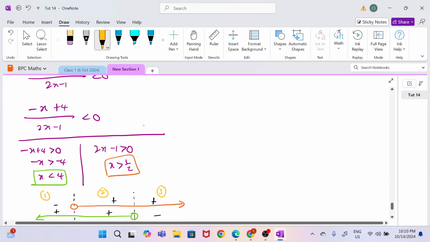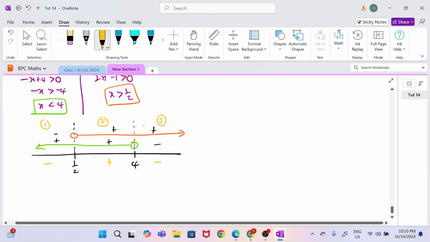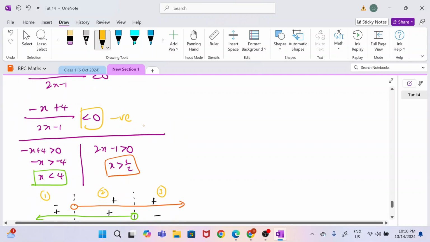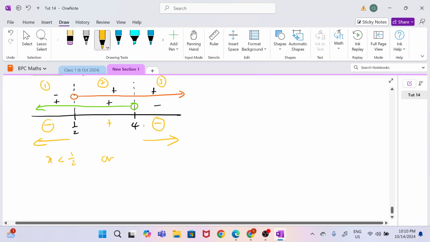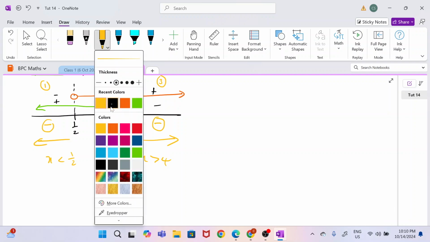What we want, negative, choose negative here. x is 1 over 2 or x is greater than 4. This is the second solution.